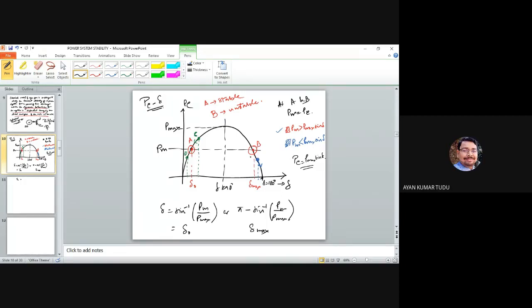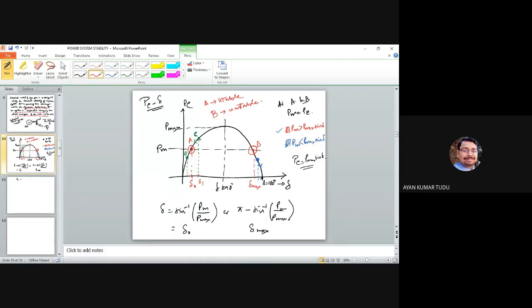Now suppose we are perturbing this value of delta 0. We have perturbed this value of delta 0 from this position to this position. Let this one be our delta 1. Somehow we have perturbed. Then what will happen? As you can see, corresponding to delta 1, the operating point is at C. So what we are seeing is that at this operating point C, the electrical power output PE is greater than the mechanical power input. Correct? That the PE, the electrical power output, is greater than the mechanical power input.